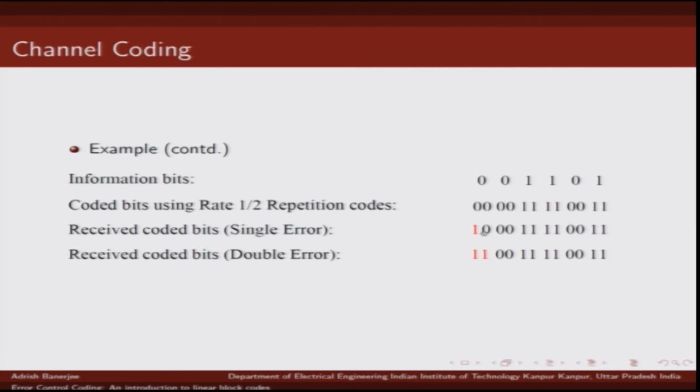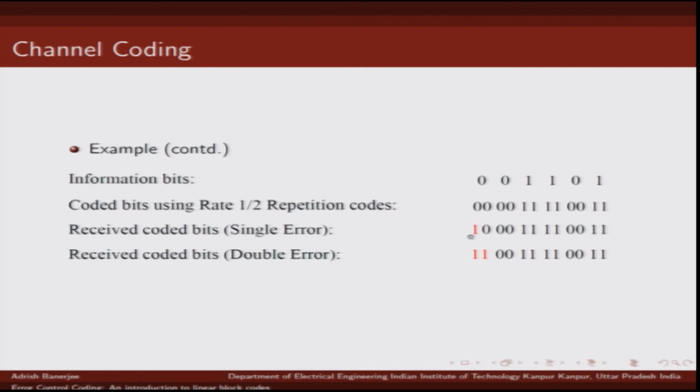Now, since it is a repetition code, what do you expect? I expect that both the bits should be the same, right? But in this case, the first bit is 1, the second bit is 0, which means there is a transmission error. So, I am able to detect a single error. How? Because these bits were encoded using a rate 1/2 repetition code, I expect these 2 bits to be the same.